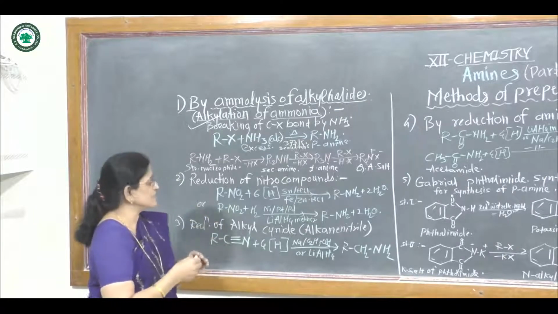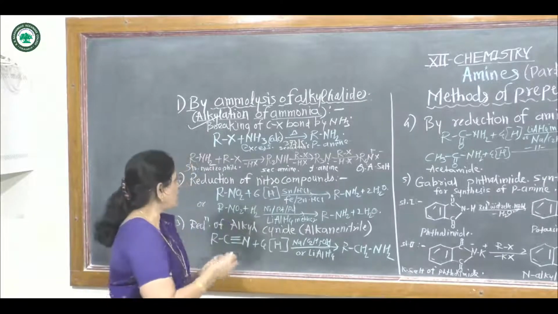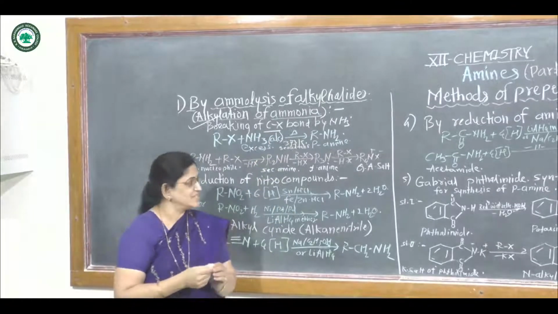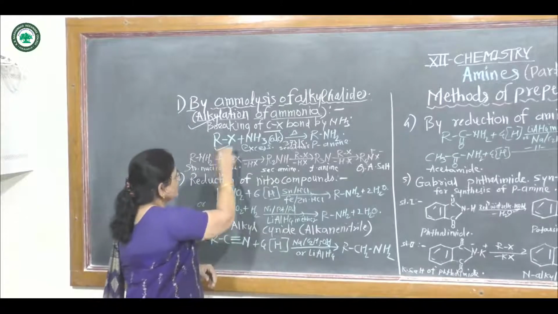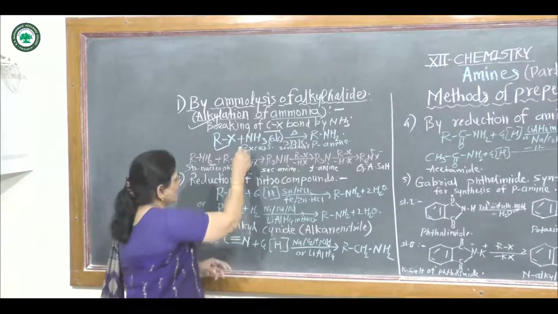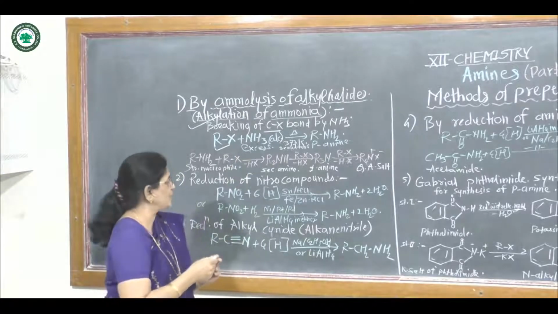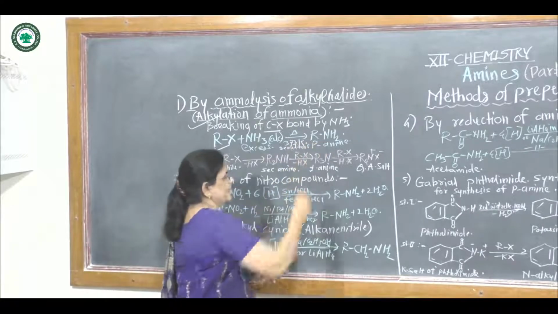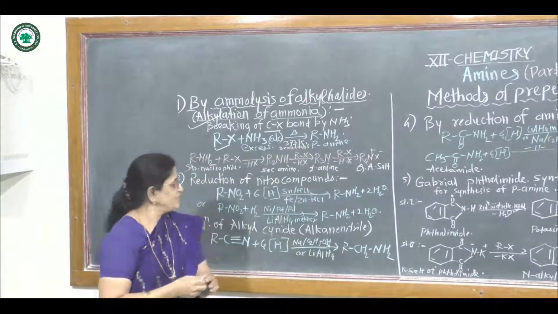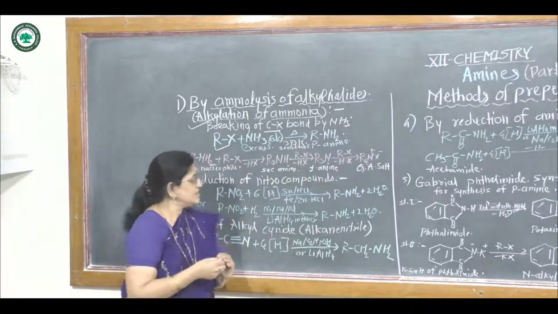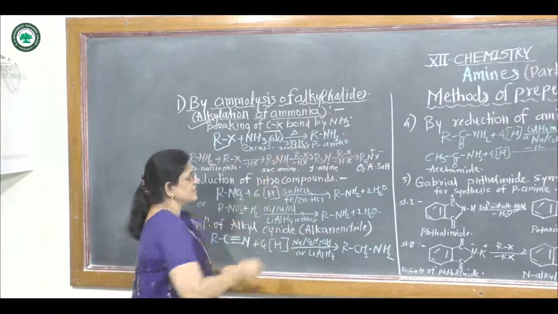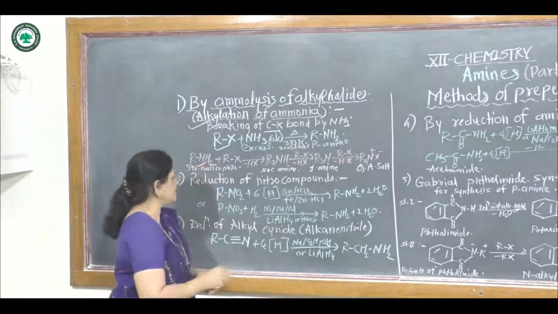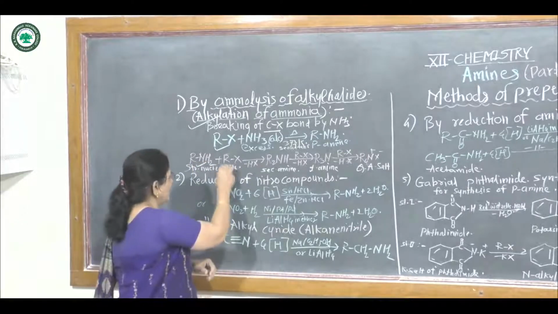Ammonolysis is the method of breaking of the C-X bond by ammonia. In this reaction, if alkyl halide, that is RX, reacts with excess alcoholic ammonia at 373 Kelvin, it gives primary amine, that means RNH2. This reaction is carried out in a sealed tube at 373 Kelvin with excess ammonia, hence this primary amine again reacts with alkyl halides.